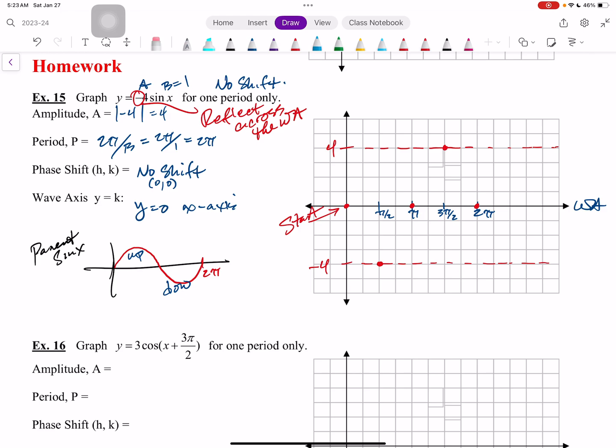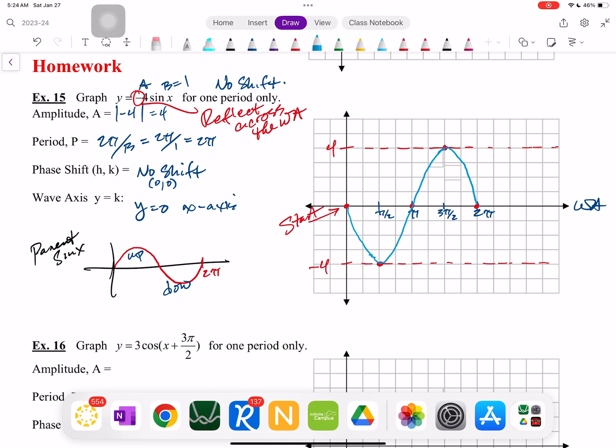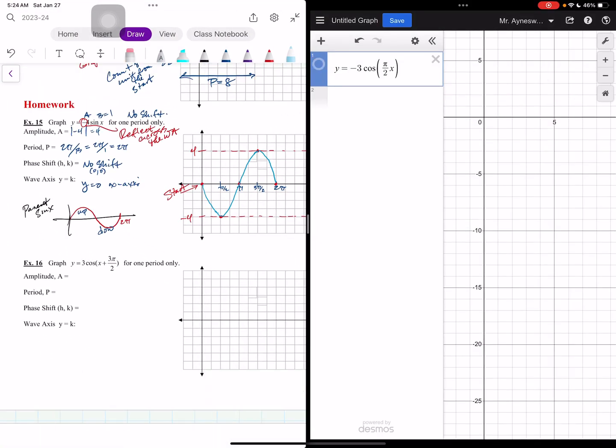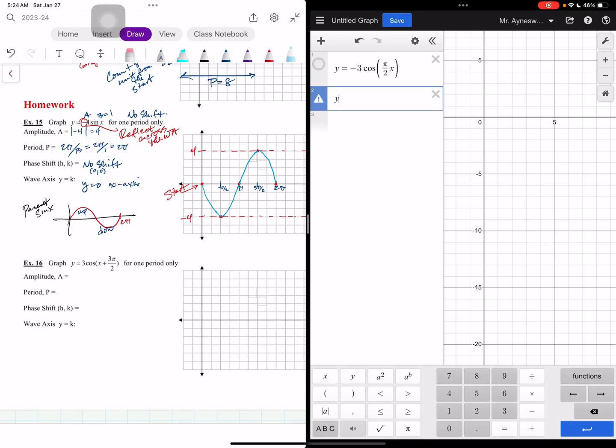So when you graph this, it goes down, and then back up to the wave axis, and then to a max, and then back down here. And then, of course, let's check it one last time, kicking a little Desmos action here. Let's see if we're right. Turn off your color, type the function in. So y equals negative 4 sine of x. Excuse me, let me put a 4 in there, sorry. And there we go.